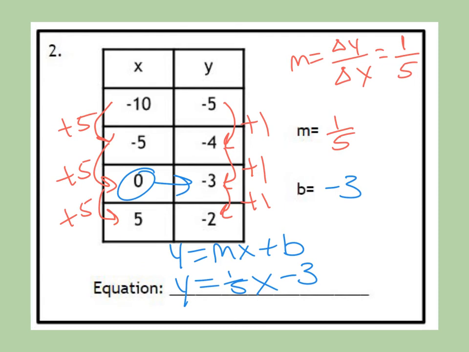Now some of you guys may be tempted to write y equals 1/5 x plus -3. That's not technically wrong, but you might as well just take out the plus sign because it's saying the same thing. Plus and negative is the same thing as just subtracting. And on a test, you're going to see it this way. So make sure you're used to seeing it that way.